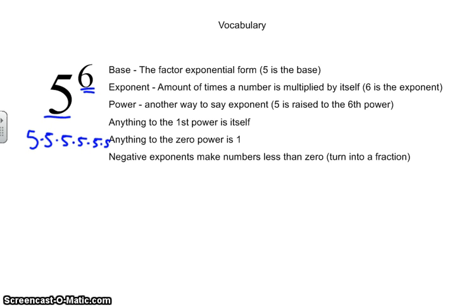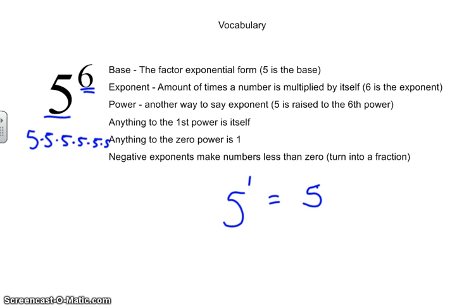Okay. Couple basic facts about exponents. Anything to the first power is itself. So if I said 5 to the first power, that means 5 is being multiplied by itself one time. So that 5 to the first would just be equal to 5. Anything to the 0 power is 1. So the fact there is anything to the 0 power makes it become the number 1.